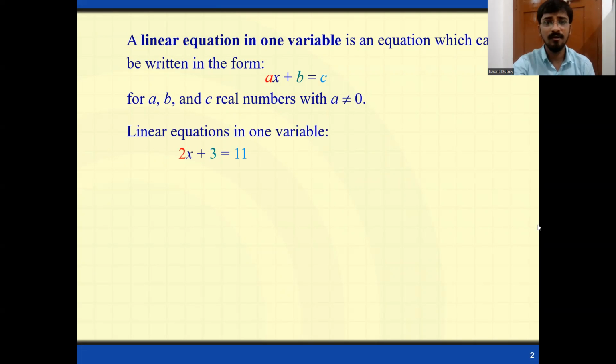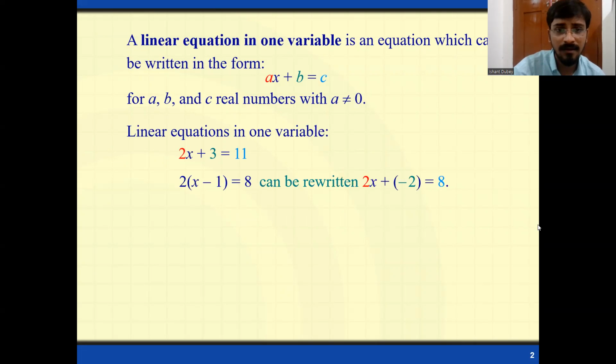So, linear equations in one variable. Let's take one example. Here you can see 2x plus 3 equals 11. Another equation is 2 within parentheses x minus 1 equals 8, which can be rewritten. We take that 2 inside, opening the parenthesis. The 2 multiplies inside, so it becomes 2x, and 2 goes inside, so minus 2. So 2x minus 2 equals 8.